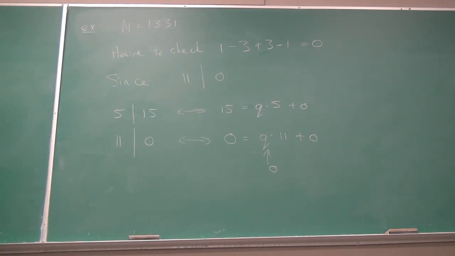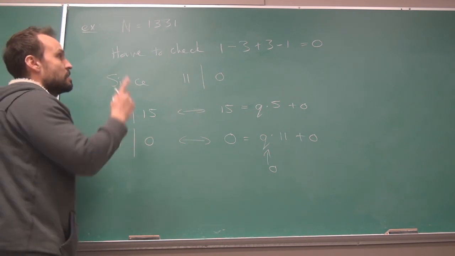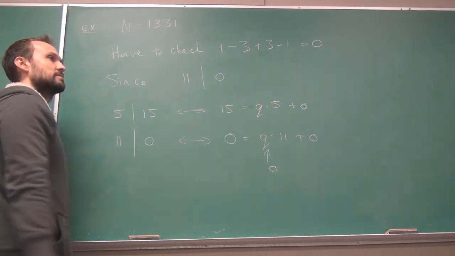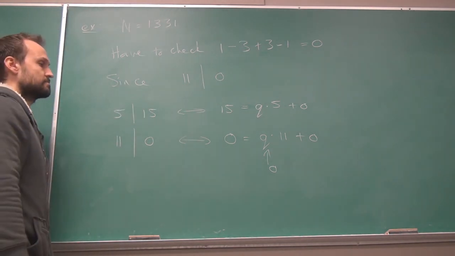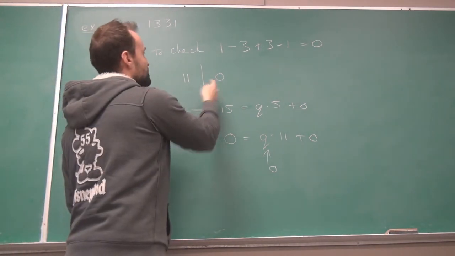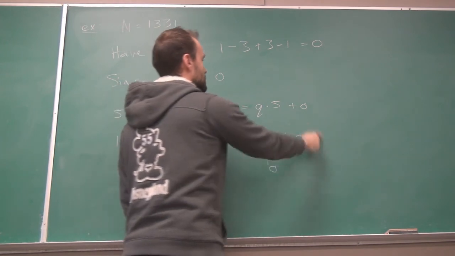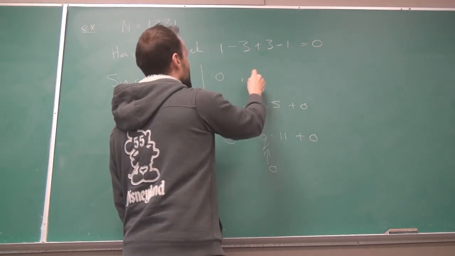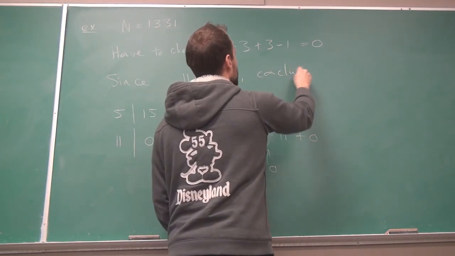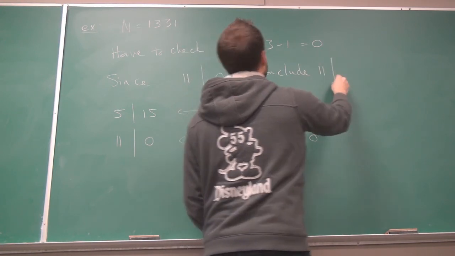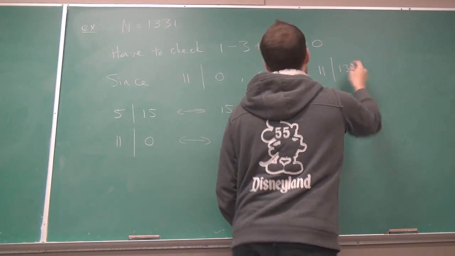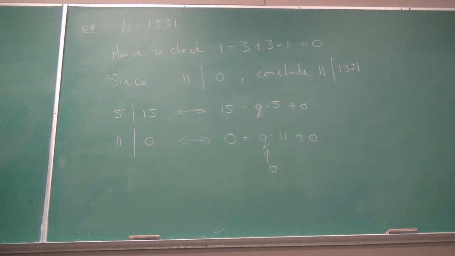It's a special situation that I just want to be aware of because it comes up in this test for 11 and nowhere else. So since 11 divides into 0, anything divides into 0 because of this. 0 is special. We conclude that 11 divides into 1,331. And it does. Check your calculator. It does. So the divisibility test should be complete. I shouldn't be looking anywhere else.